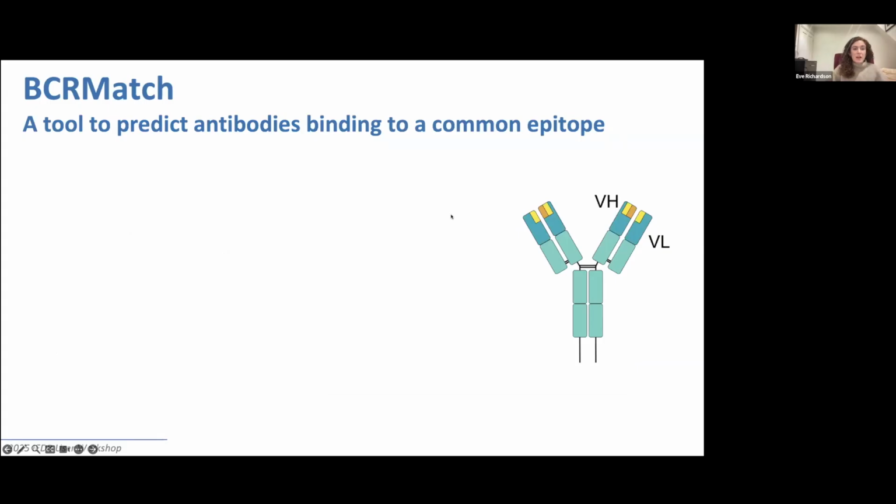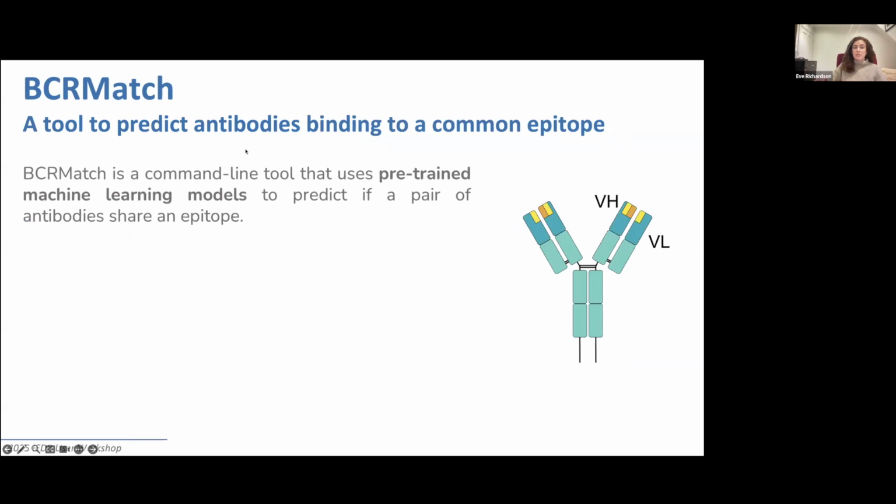So having spoken about TCRMatch, I'm now going to move on to BCRMatch. So as I say, they're sister tools. They are trying to do the same thing of predicting receptors that bind to the same epitope. So BCRMatch is currently only available as a command line tool. It will be added to the next gen tools, but as a command line tool, it uses pre-trained machine learning models to predict if a pair of antibodies share the same epitope.